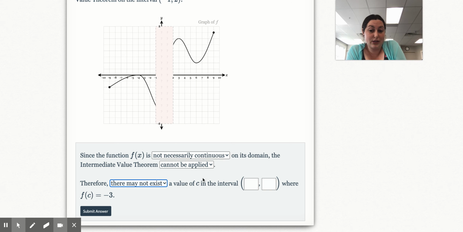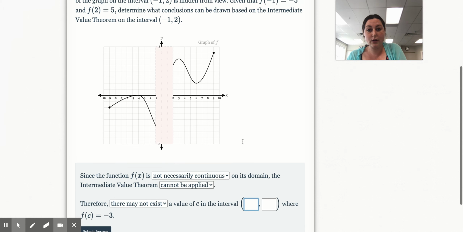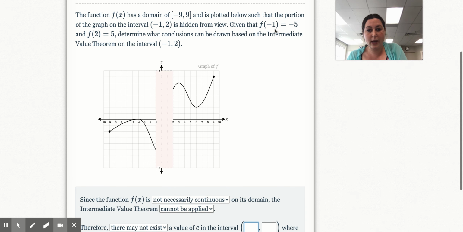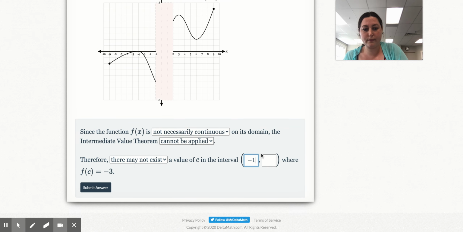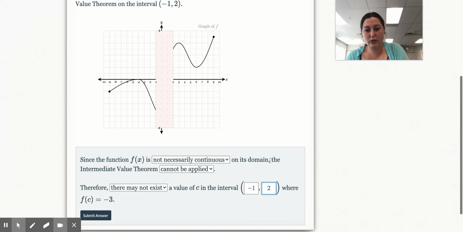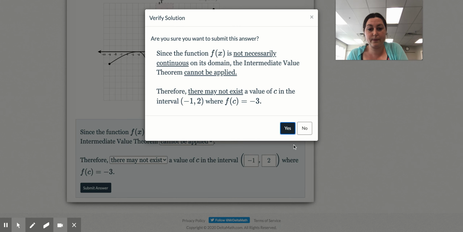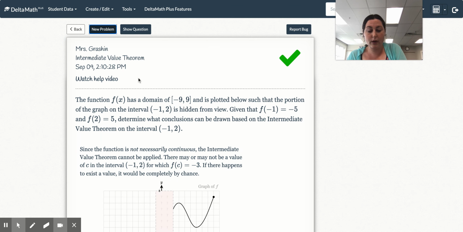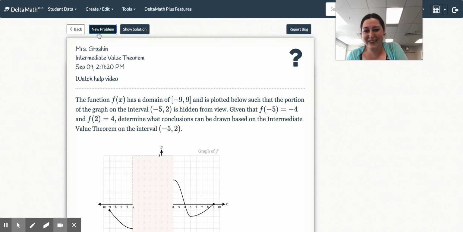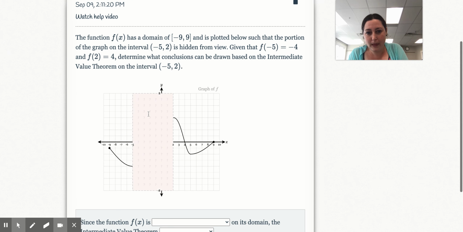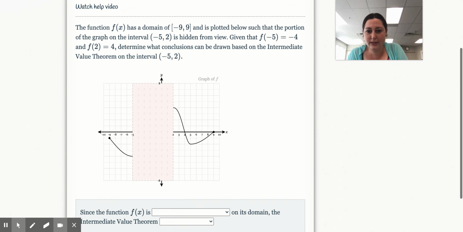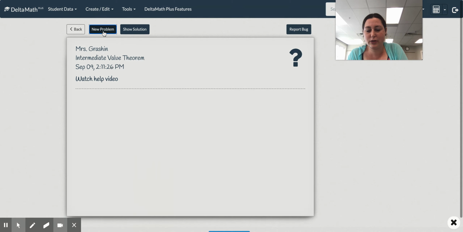We can't guarantee anything. A value c in the interval, what's our x interval? -1 and 2, such that f of c is -3. It's possible, but we just can't guarantee it. All right. If you want, I'll do one more. If you've got this, feel free to close me out and move on. This is similar. It doesn't say that it's continuous, so let's try a new problem.